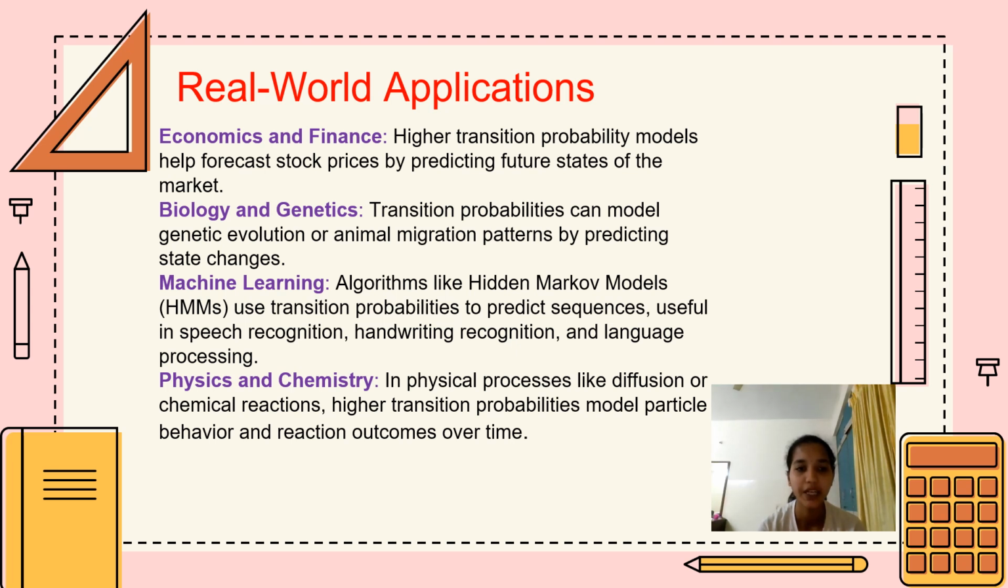Real-world applications. Economics and finance. Higher transition probability models help forecast stock prices by predicting future states of the market. Biology and genetics. Transition probabilities can model genetic evolution or animal migration patterns by predicting state changes. Machine learning. Algorithms like hidden Markov models use transition probabilities to predict sequences, useful in speech recognition, handwriting recognition, and language processing. Physics and chemistry. In processes like diffusion or chemical reaction, higher transition probability models particle behavior and reaction outcomes over time.